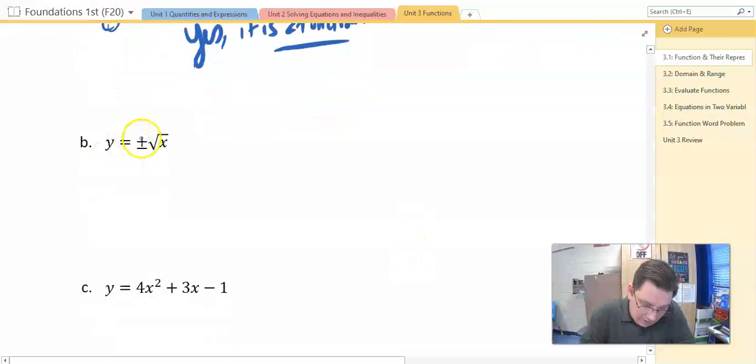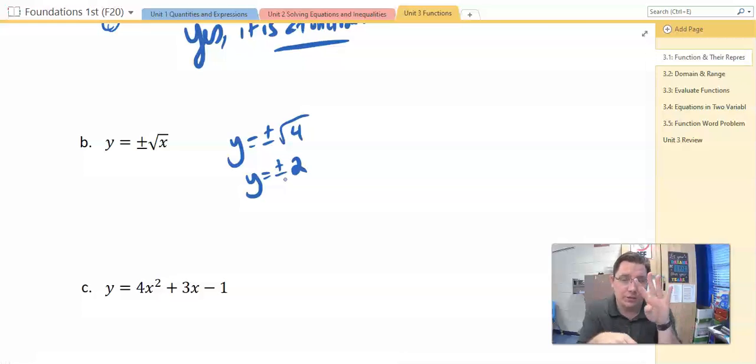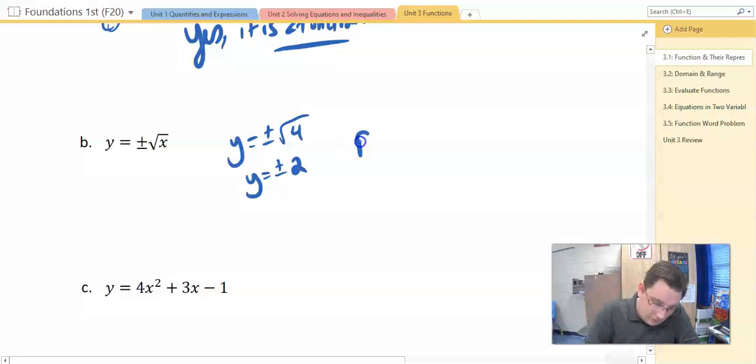Watch what happens here. Y is equal to positive or negative square root of x. And so if I plug in, let's say 4 for x, I say y is equal to positive or negative square root of 4. What's the square root of 4? Well, that's 2. This little positive or negative sign in the front means that I have both signs. I have positive 2 and I have negative 2. So I have an x value that I substituted in, 4, that comes out to two separate values, both positive 2 and negative 2. And so this one is no. It is not a function.